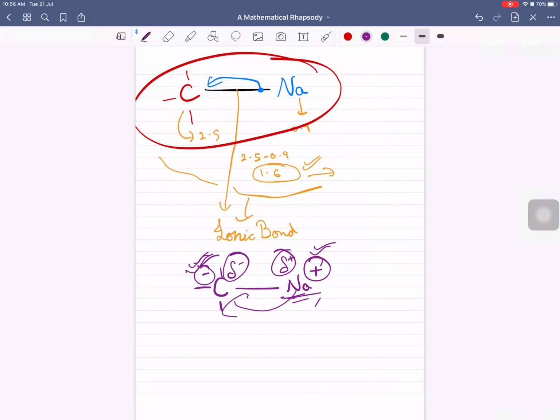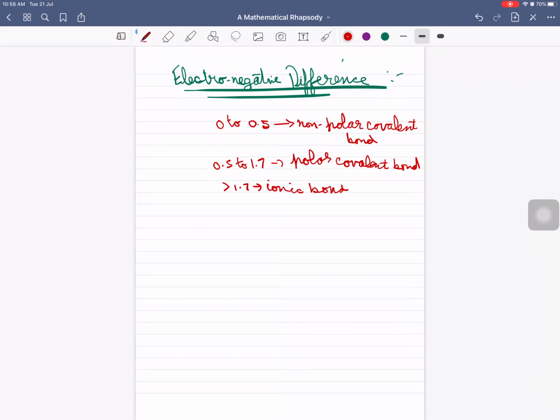And we discussed how a bond can be ionic, or let's say polar covalent or non-polar covalent. Let me give you a quick example of another ionic bond. Let's consider NaCl. We know it's the most common one that you can see. You all might know that it contains an ionic bond, right?